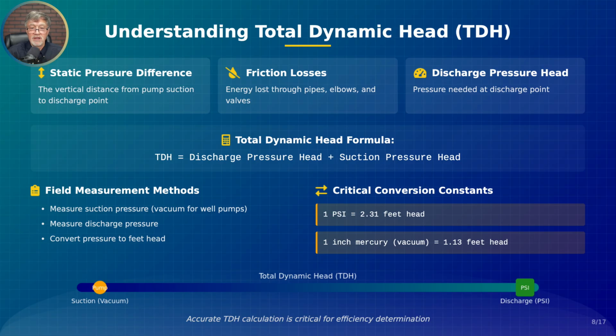A lot of pumps we see now have an air tube to measure the psi, and they're actually using this to calculate static and pumping water level, because you can take the water level in that tube, get the psi, and multiply by 2.31. That gives you your feet of head. An inch of mercury equals 1.13 feet of head. These are some conversion factors. Once again, accurate TDH calculation is critical for energy efficiency determination.